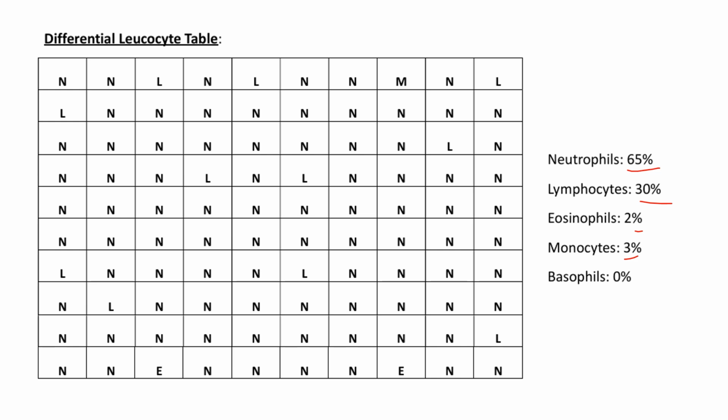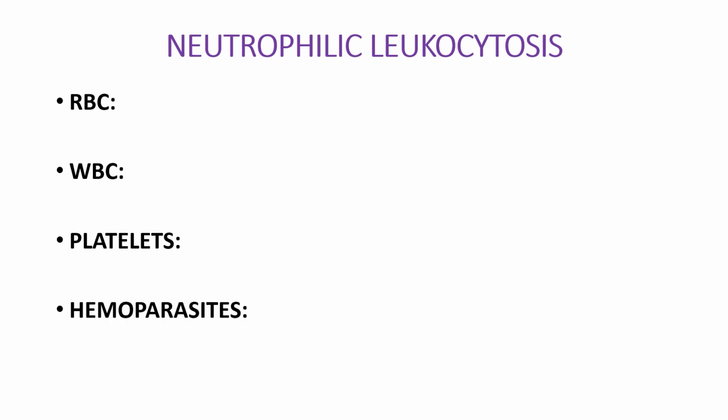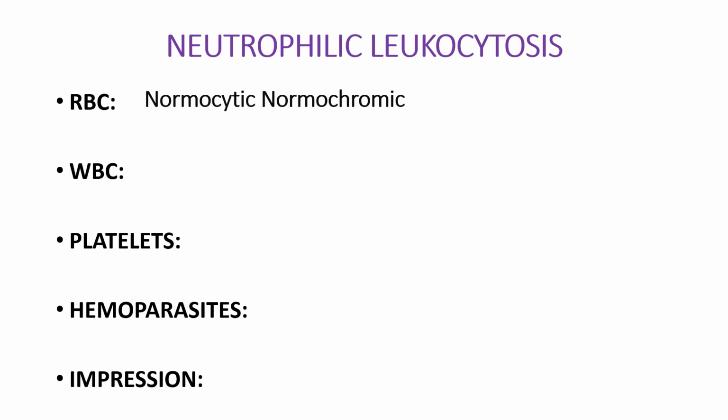Now moving on to case number 3, which is neutrophilic leukocytosis. Once again we write RBC, WBC, platelet and hemoparasite. Since there is no pathology with the RBC here, because we already know that the case is neutrophilic leukocytosis, what you write is RBCs are normocytic, normochromic. So RBC here would be normocytic and normochromic.